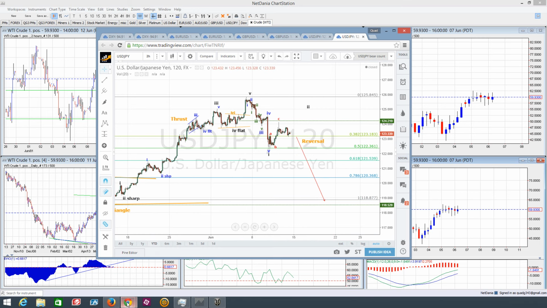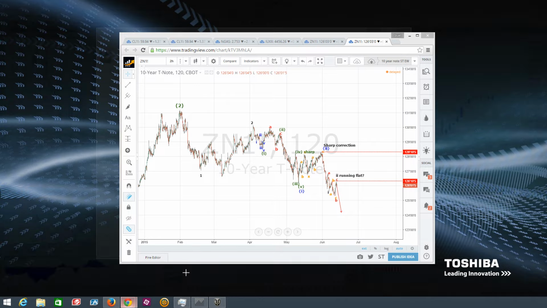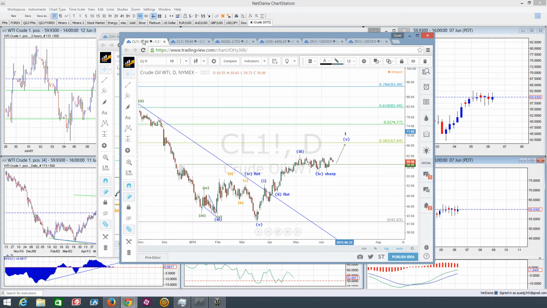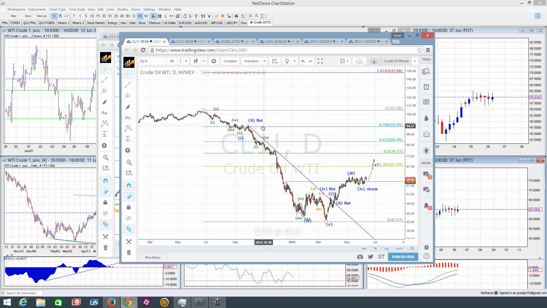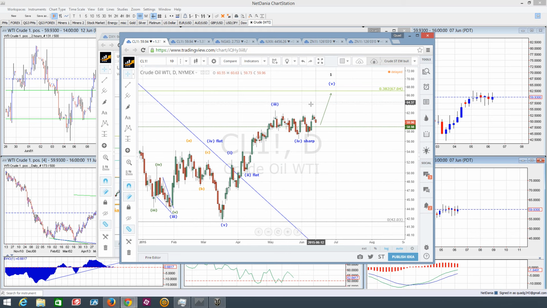All right, so let's go on to the peripheral markets here, starting off with crude. So crude, here's a long-term count. Got a 5-wave move to the downside finished. We don't quite have a full impulse completed to the upside yet. We got a wave 1, wave 2, running flat, wave 3, wave 4, which is sharp, so that matches nicely with an alternation with wave 2. And now the expectation is for wave 5 of 1 to be fleshed out here in the weeks ahead.